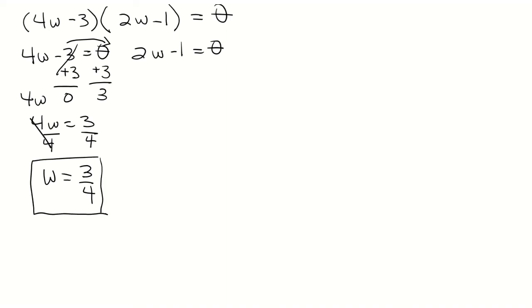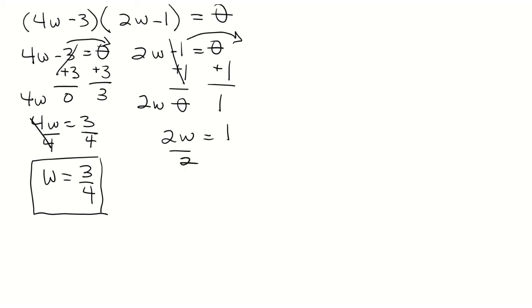For my second one, I have 2w minus 1. I want to move that 1 over to the other side, so I'm going to add 1 to both sides. That cancels out. That gives me 2w equals 1, divide both sides by 2, and that's going to leave me with w equals 1/2. So w equals 1/2 is my second solution.